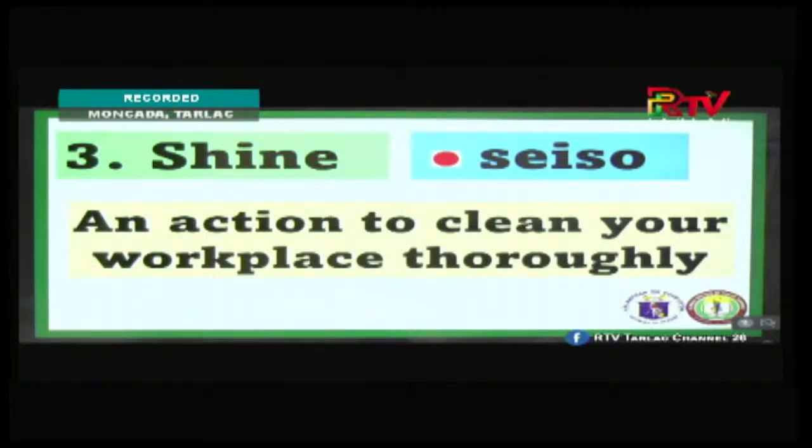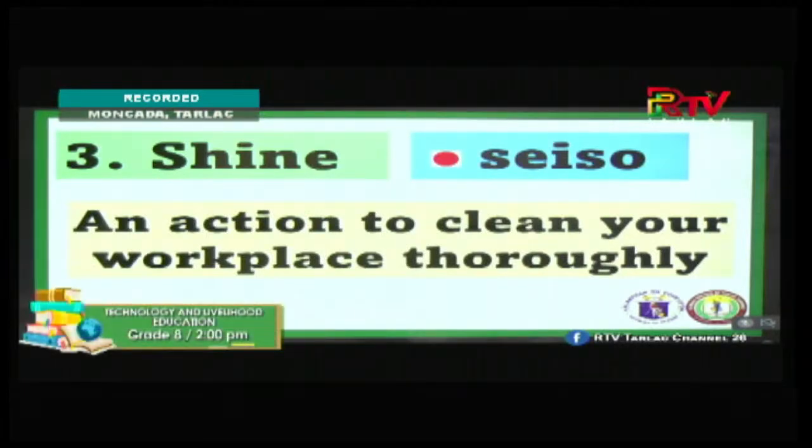The third S is shine, and the Japanese term is seiso. It is an action to clean your workplace thoroughly. Seiso is sweeping or cleaning and inspecting the workplace, tools, and machinery on a regular basis.